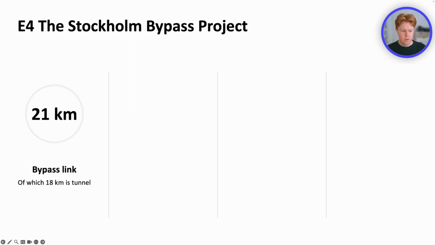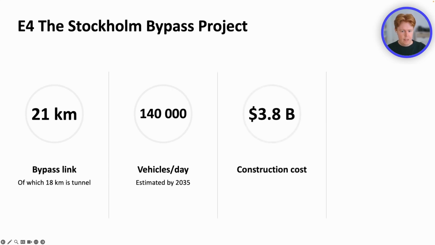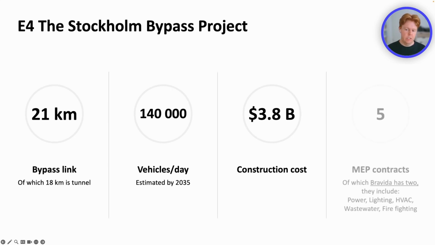So it's a road tunnel, or 18 kilometers of road tunnel. The rest is surface road, but it's basically to alleviate the congestion issues of the center of Stockholm. So it is a tunnel a big part of the way, and they expect 140,000 vehicles in about a 10-year time frame. The project is quite big, the biggest MEP project in Swedish history as of date, and Bravida has 2 out of 5 contracts.